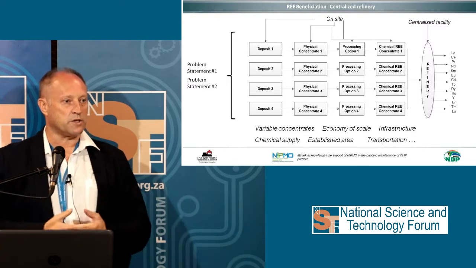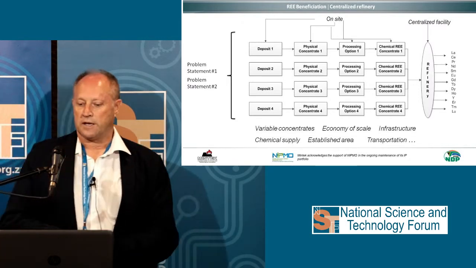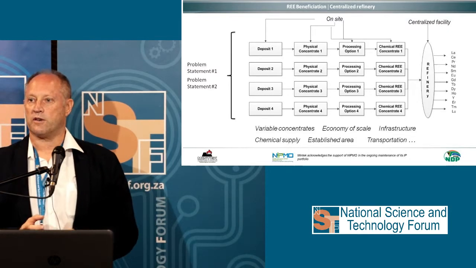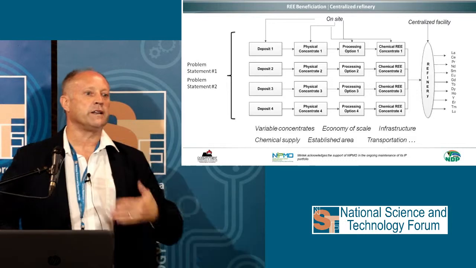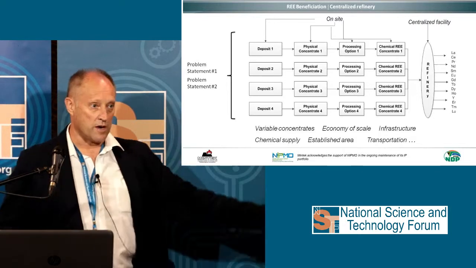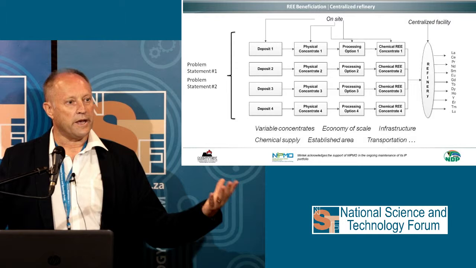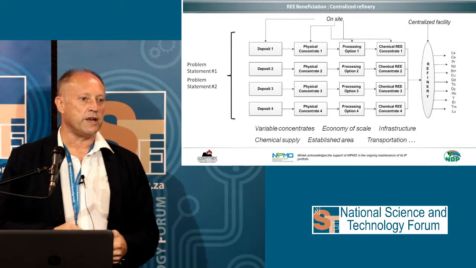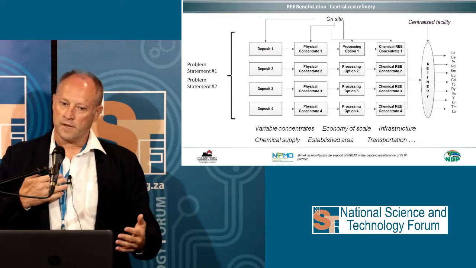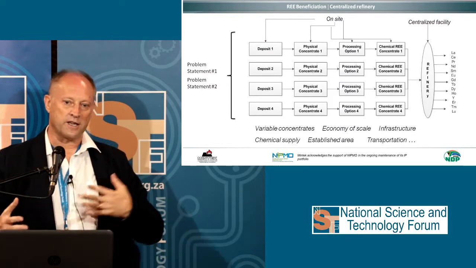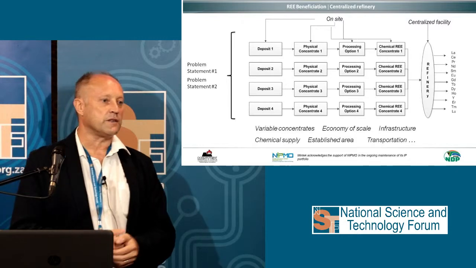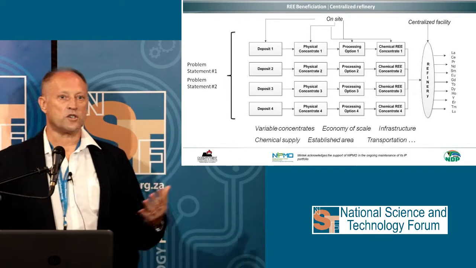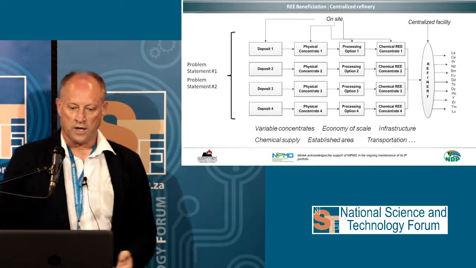We have a good transport infrastructure. We have established areas where we can build such a refinery. Saldanha comes to mind, Richards Bay comes to mind, Kruger comes to mind. These are all areas that are zoned as development areas, and there are tax breaks and other incentives to establish there, and so it has the infrastructure and also harbors to export.